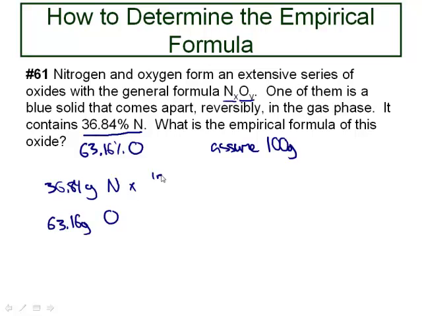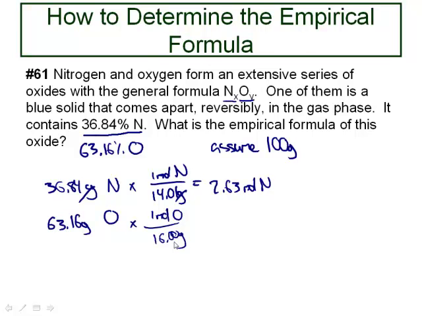So 1 mole of nitrogen has a mass of approximately 14.01 grams. Okay, that's going to cancel out. And if we do the conversion, we get 2.63 moles of nitrogen. Okay, for the oxygen, if I change this into moles, 1 mole of oxygen has a mass of about 16.00 grams. Okay, the grams are going to cancel out. And we're going to get 3.95 moles of oxygen. Okay?